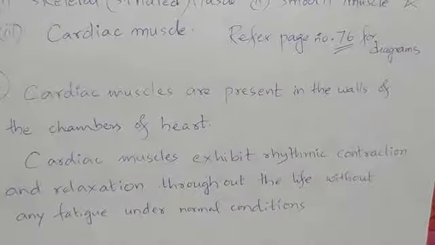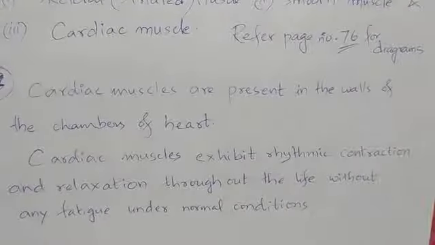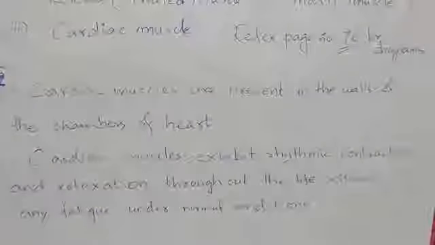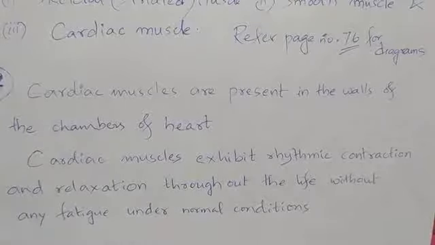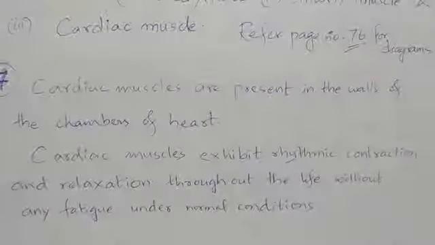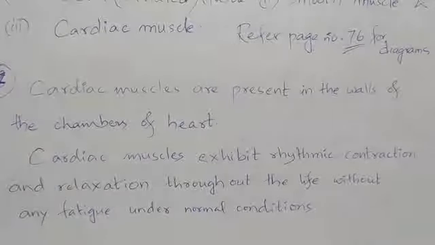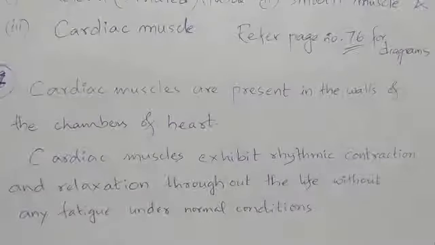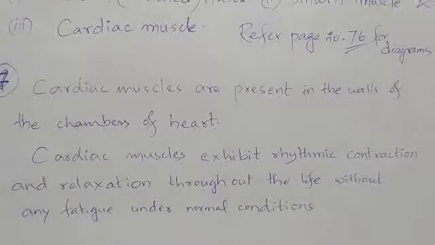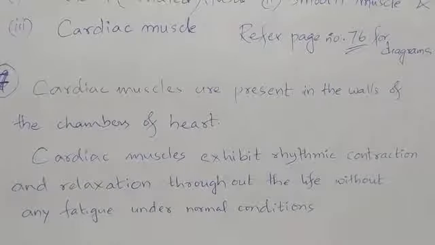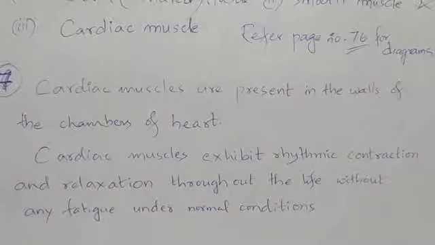What is the specific function of cardiac muscle? Cardiac muscles are the muscles that are associated with the structure of the heart. They are present in the walls of the chambers of the heart. Cardiac muscles exhibit rhythmic contraction and relaxation throughout the life without any fatigue under normal conditions. Right? So, from the time of birth until the time of death, they keep on contracting and relaxing, contracting and relaxing.